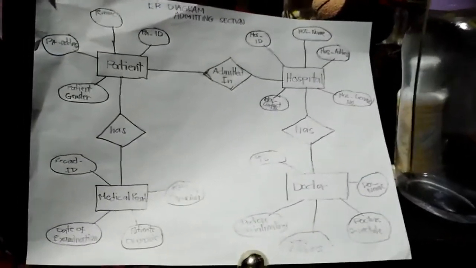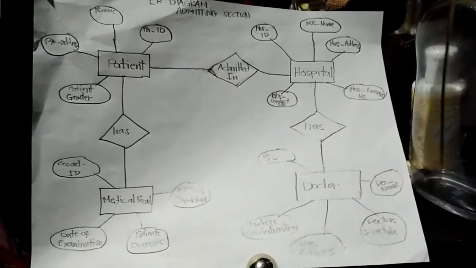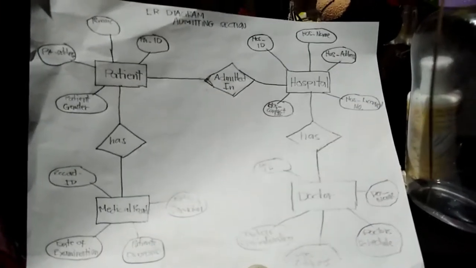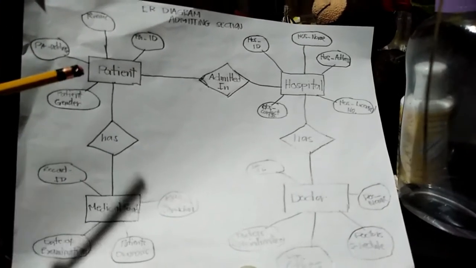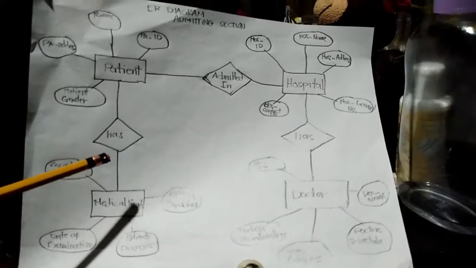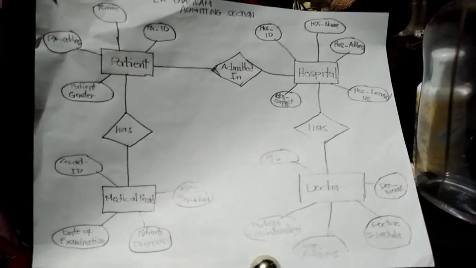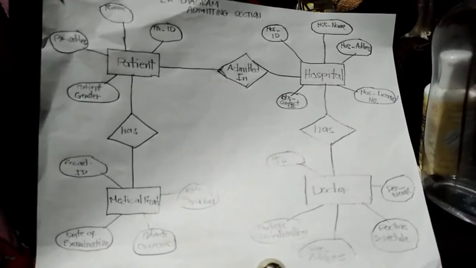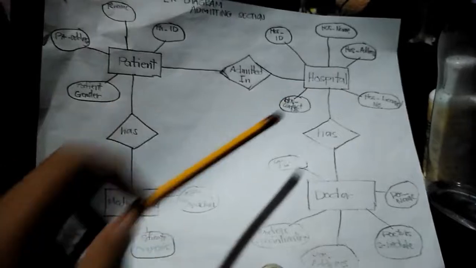So, here we go. I already finished the ER diagram admitting section. I only used three symbols, which are the entity, the attribute, and the relationship. In our diagram, it shows that we have four entities: the patient, the medical records, the hospital, and the doctor.